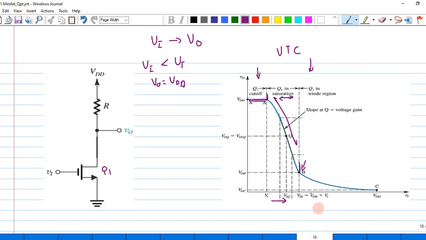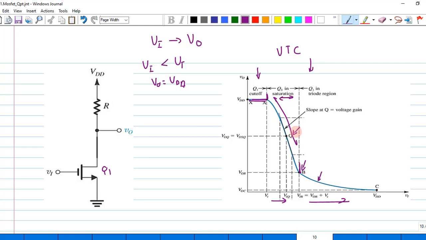The same regime could be marked on the Vout versus Vin plot as a point B here. Once you start increasing the value of Vin further beyond this particular value, you could see that the slope of this line seems to be less steep than this line. So why is this happening? Why did the slope suddenly get reduced?